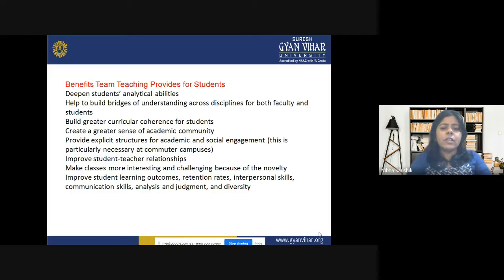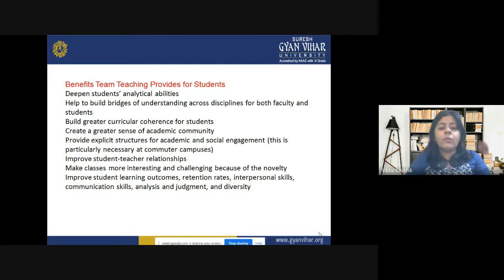This is particularly necessary at commuter campuses. Improve student-teacher relationship, which will develop and improve the student-teacher relationship.